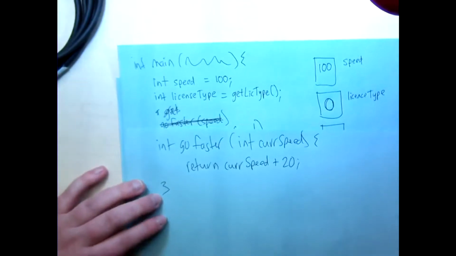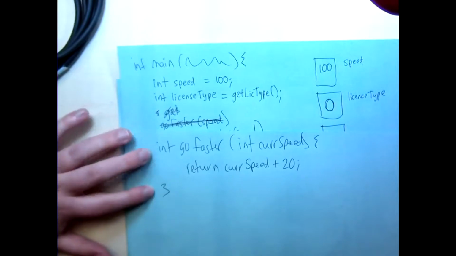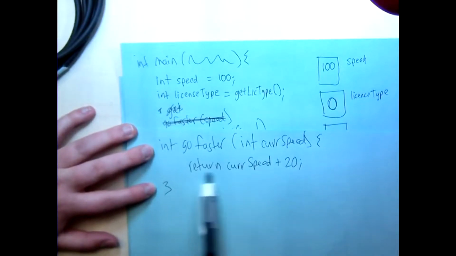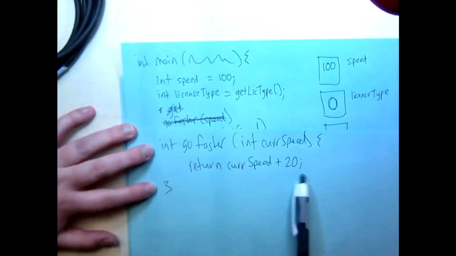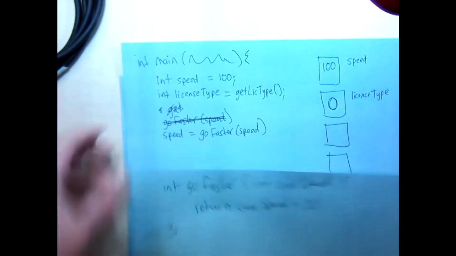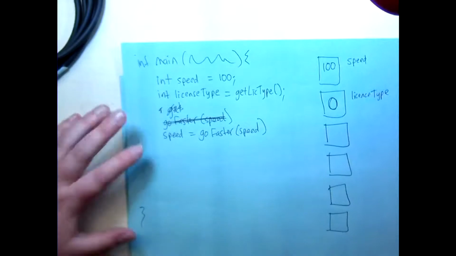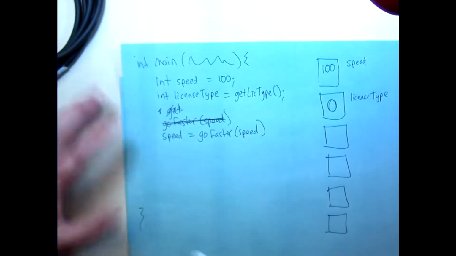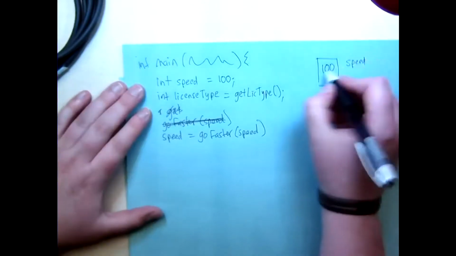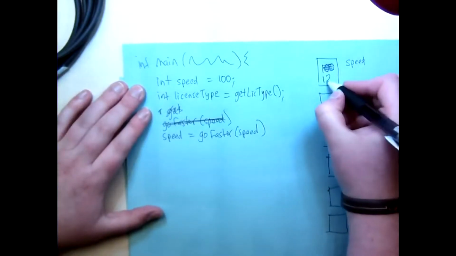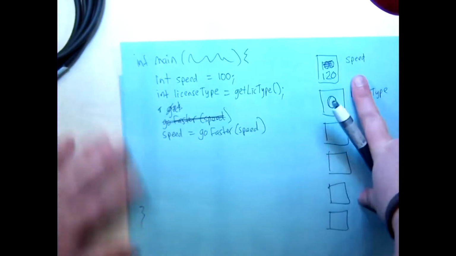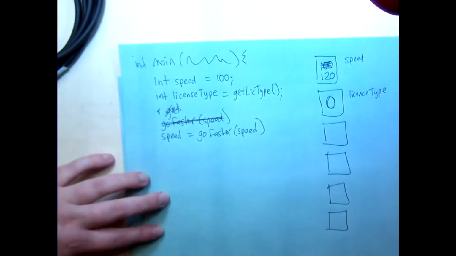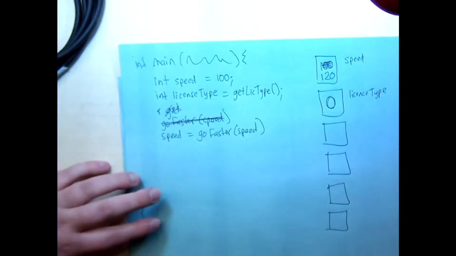Cool, so the program's going to go to my go faster function. You've given me the current speed, which was 100, and I'm going to return back to you 100 plus 20, so 120. Now, back in our main function, we've just called the go faster function. It's told us, okay, I'm going to give you back 120. So the program's going to update the speed variable, which now has the value 120. Hopefully that makes sense so far.